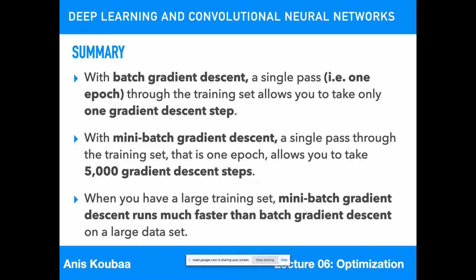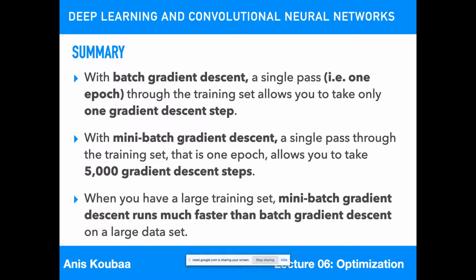So to summarize, with batch gradient descent, a single pass through the training data set allows you to take only one gradient descent step, because you have to wait for the whole batch to be processed in order to calculate the gradient updates.